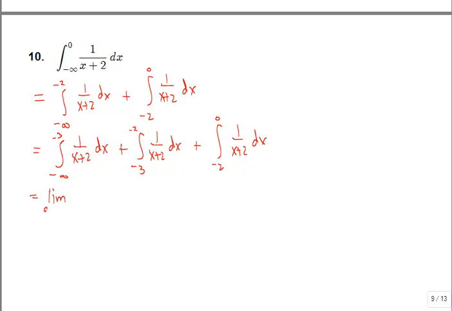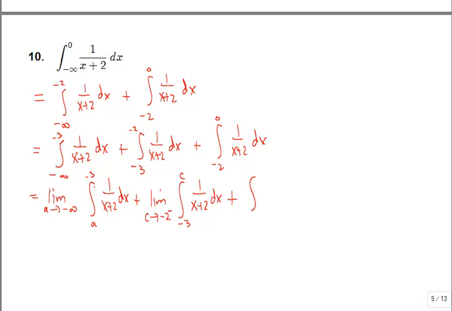So let's make this the limit as a goes to minus infinity of the integral from a to negative 3 of 1 over x plus 2 dx. For the middle integral, the negative 2 is the bad point. So let's take the limit as c approaches negative 2, and we're coming from the left side of negative 2 when we're going from negative 3 to negative 2. So this is going to be a left-hand limit, and this will be from negative 3 up to c of 1 over x plus 2 dx.